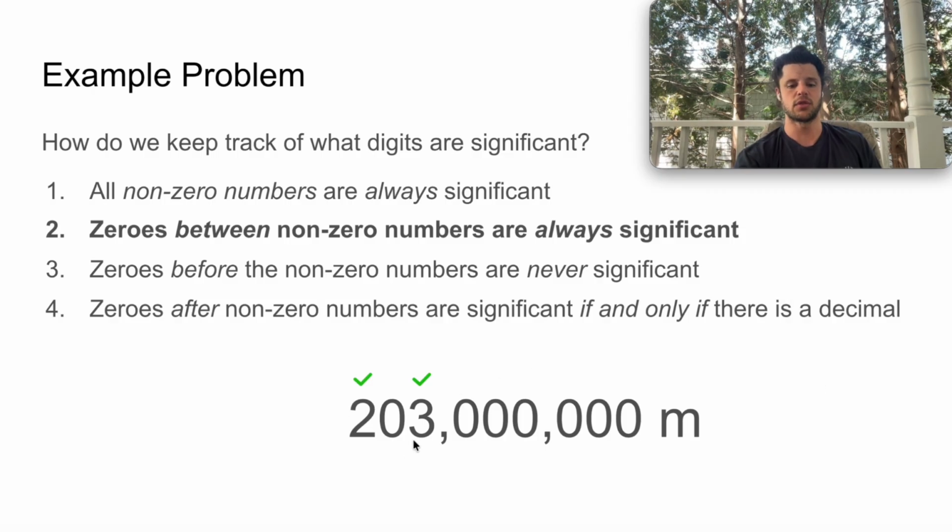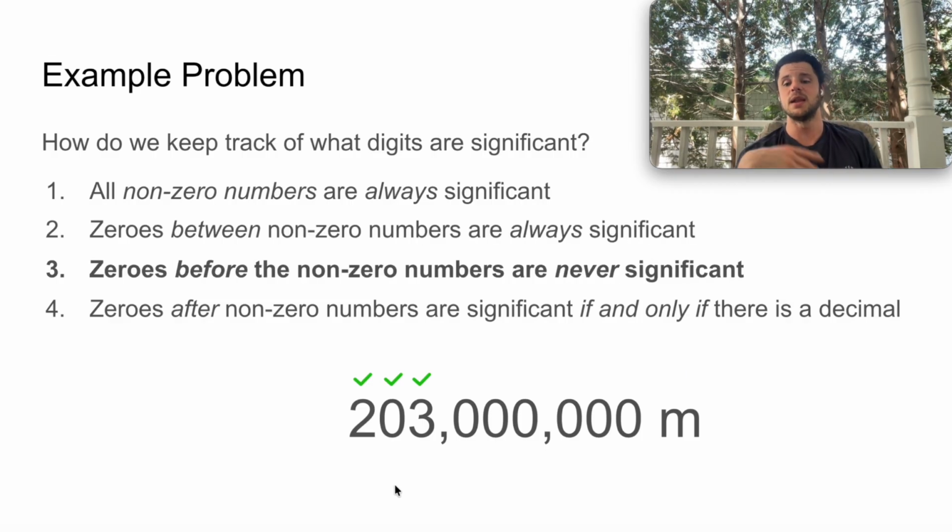So we've got the 2, we've got the 3. We have a 0 in between them. That's the 10 millions place, right? And obviously, if our measuring device could read the 100 millions and the millions, then we could read the 10 millions place, right? So we know that 0 in between is significant as well. That gives us 3 significant figures at this point.